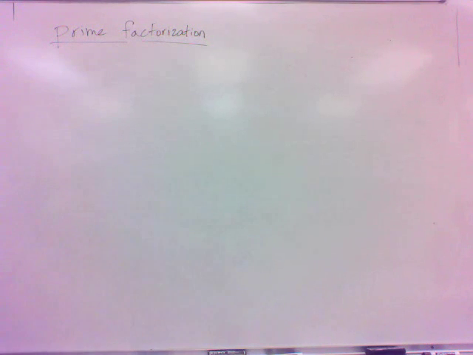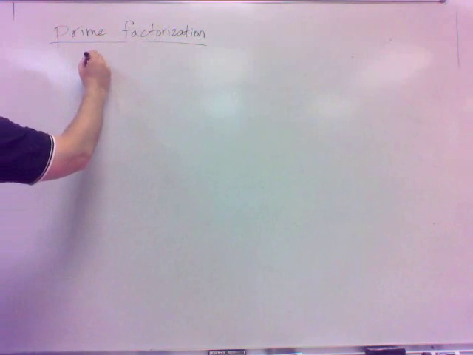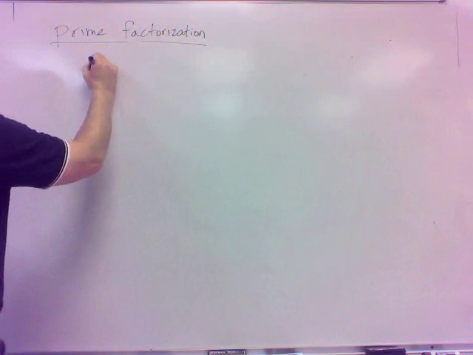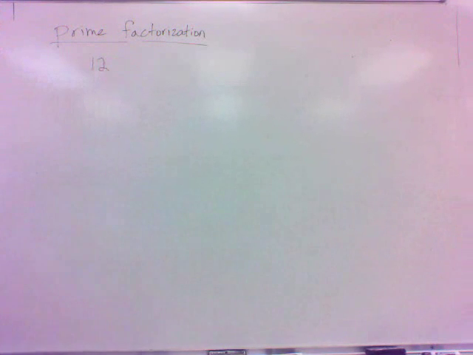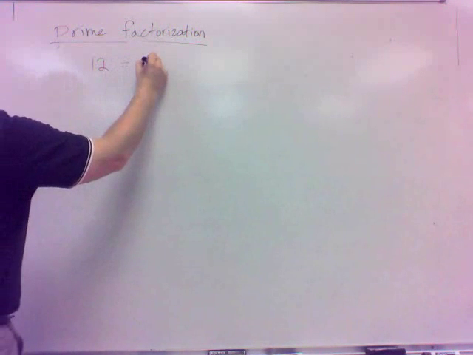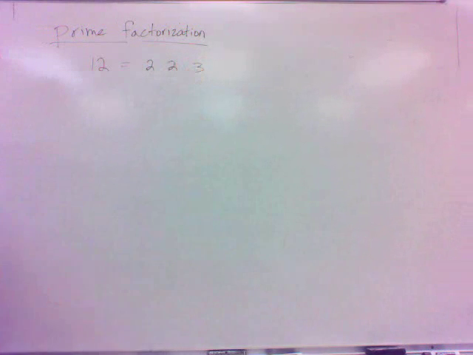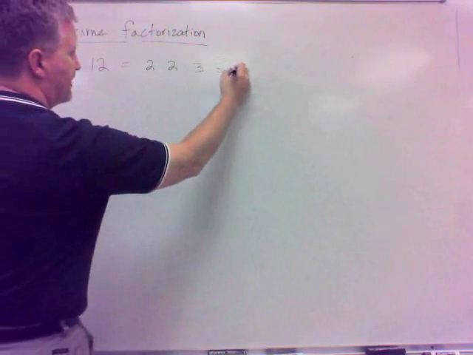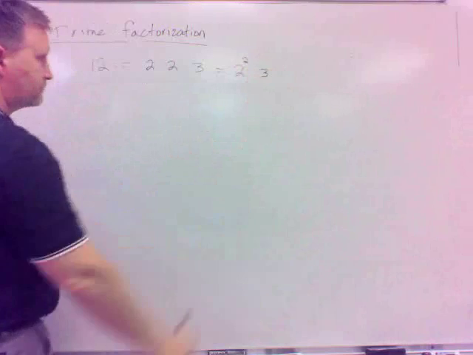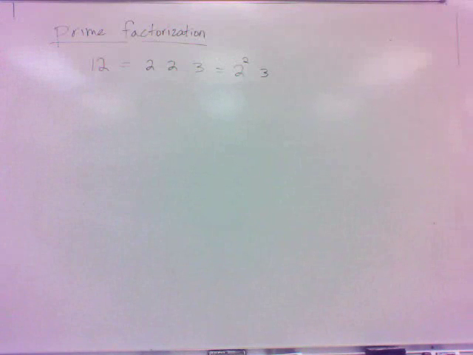For example, take the number 12. 12 we can factor a lot of different ways, 6 times 2, 3 times 4, but its prime factorization is 2 times 2 times 3. Did you see that? Because that's only using prime numbers. Now, of course, we can utilize exponents and all that. 2 squared times 3 is the prime factorization of 12.